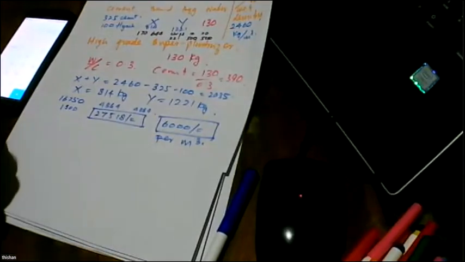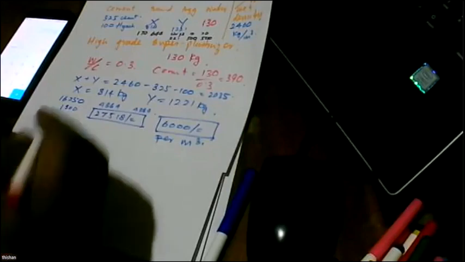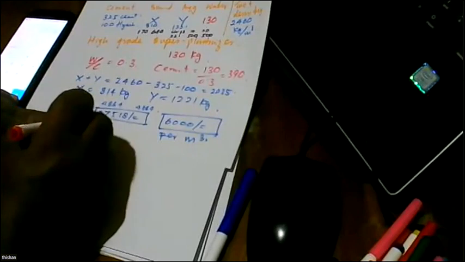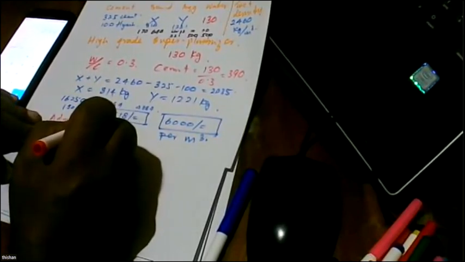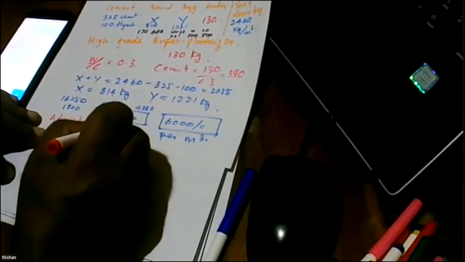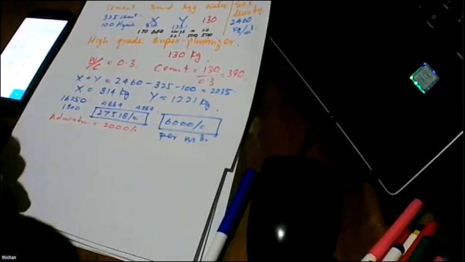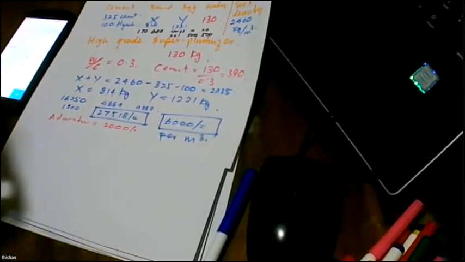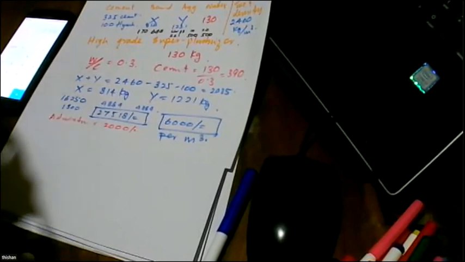But we have to spend some money for admixture. And admixture will cost something like 600 rupees, 700 rupees. So admixture might cost about 2,000 rupees. But still we will get a saving of about 4,000 rupees. So now you can see, this concrete technology is going to be very, very useful.